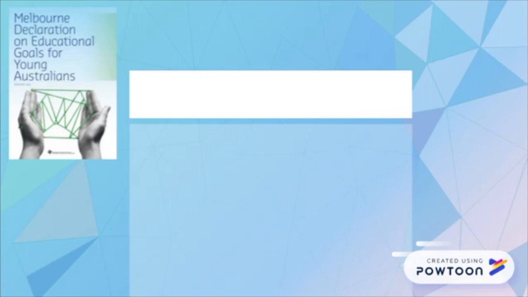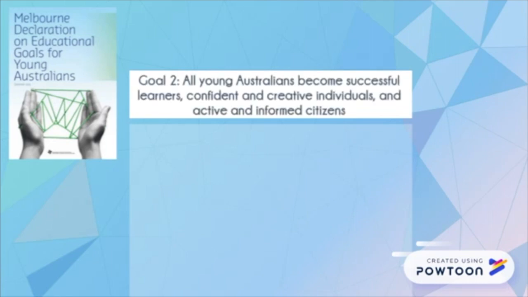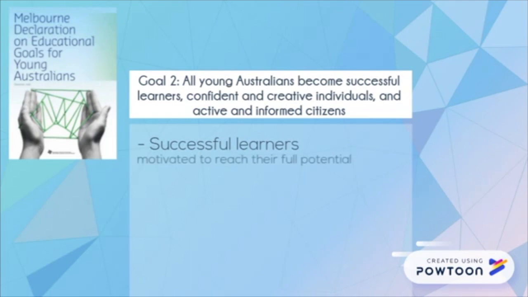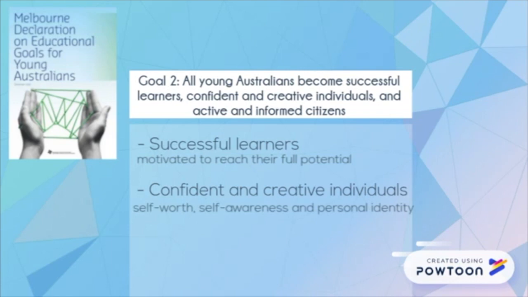The second goal is that all Australians become successful learners, confident and creative individuals, and active and informed citizens. Through this, our students evolve into successful learners as they are motivated to reach their full potential, confident and creative individuals by having a sense of self-worth, self-awareness and personal identity, and active and informed citizens as they understand, acknowledge and appreciate Australia's diversity.